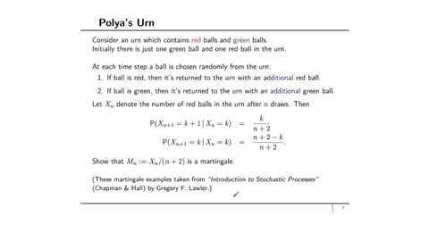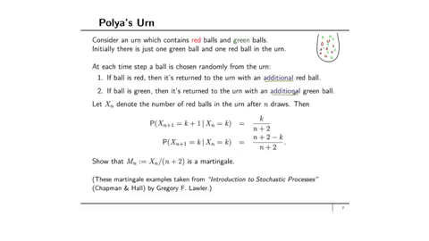Consider an urn which contains red balls and green balls. So we've got some urn like this. There are red balls in there, and there are green balls inside this urn. And at each time step, a ball is chosen randomly from the urn. If the ball is red, then it's returned to the urn with an additional red ball. If the ball is green, then it is returned to the urn with an additional green ball.